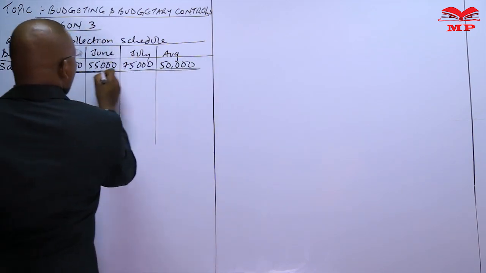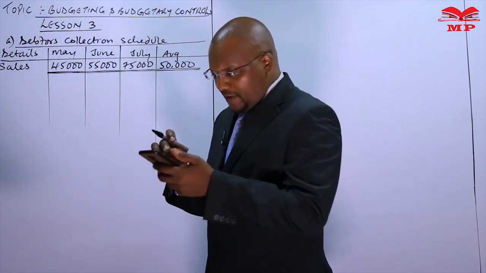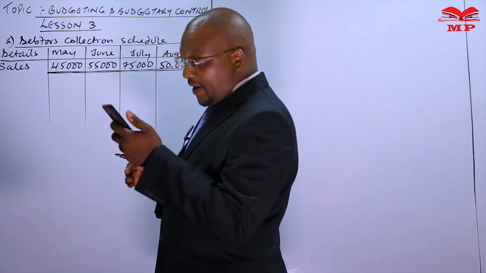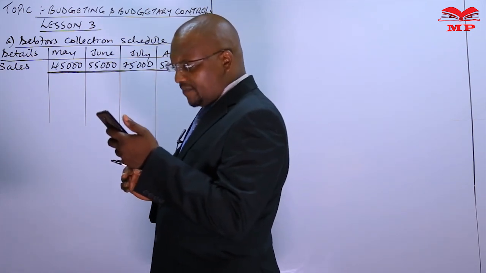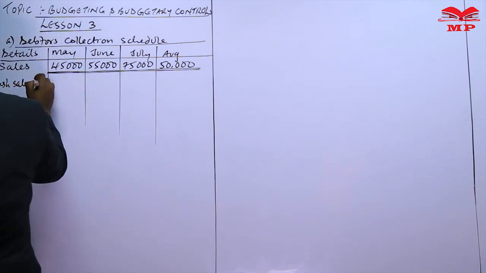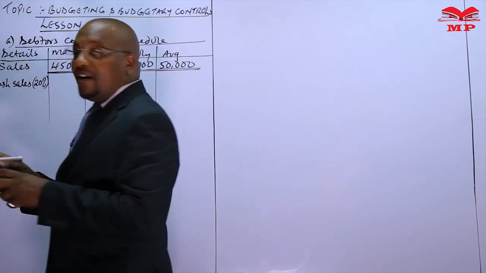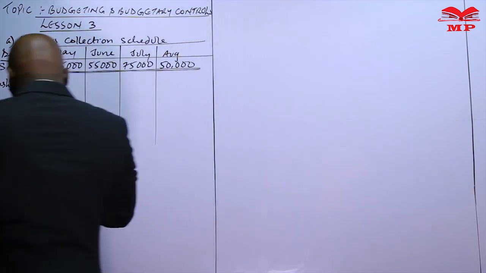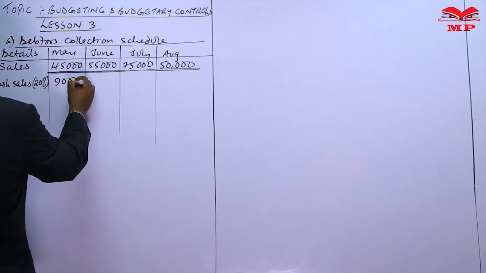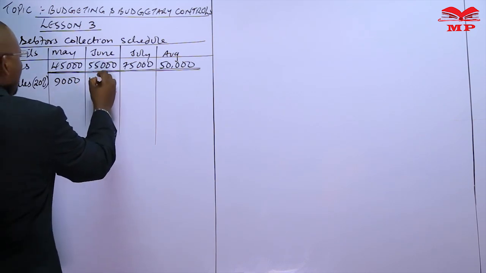That at least we can say that we do have the sales, from which now we're going to look at the policy of the company as provided in the information. This is information number 2. 20% of the sales are on cash basis. So what you have here is cash sales, 20%. As we do the computation, we'll have it this way: 0.2 times 45,000, which is 9,000, is to be paid the same month. 0.2 times 55,000, this is 11,000 to be paid the same month.